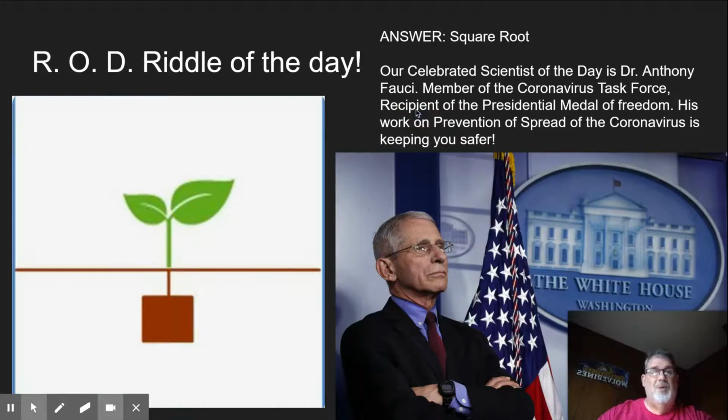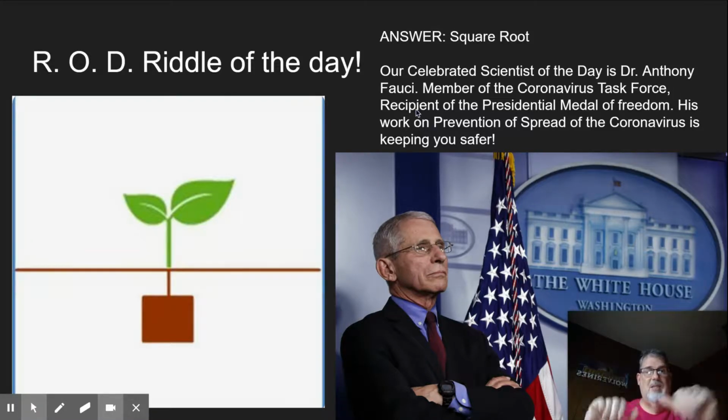This brings us to our riddle of the day answer. It is the square root. And I chose this one because I've been spending time outside, working on a garden. Anything I can do to keep my hands busy and clean.